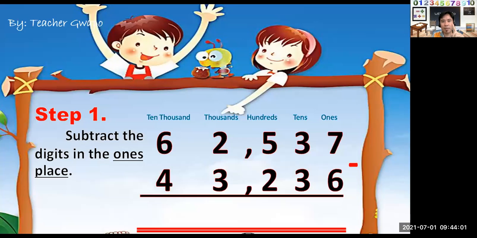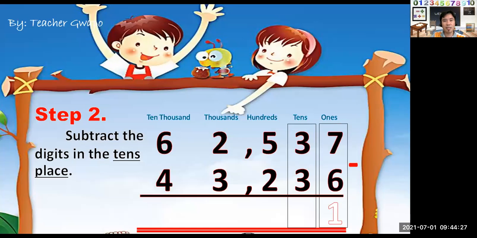Step number one. Same thing. In subtraction without renaming, we will start in ones place. So 7 minus 6 is very easy. From 6, you count just 1: 6, next is 7, so it's only 1. So right here, 1. 7 minus 6 is 1. Now, we are done in ones place, so we will proceed to tens place.